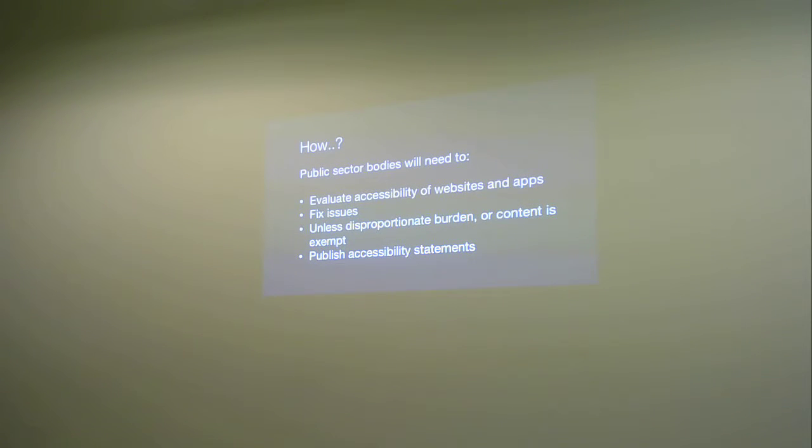Okay, so what do we need to do? How do we implement this? Public sector bodies will need to do these summarised things: evaluate the accessibility of all their existing websites and mobile apps, fix the issues. There is a slight get-out clause in that if something is considered, making it compliant would be a disproportionate burden, then you can make a case for that. And also certain types of content are exempt.